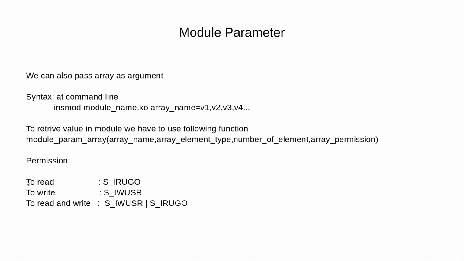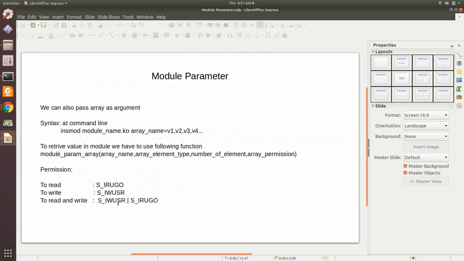There are two types of permission: read, and write. For read we have to use S_IRUSR, and for write we have to use S_IWUSR. And if you want read and write, then we have to use this combined macro. These macros are defined in stat.h, so we have to include that file also. Let me just show you that example.